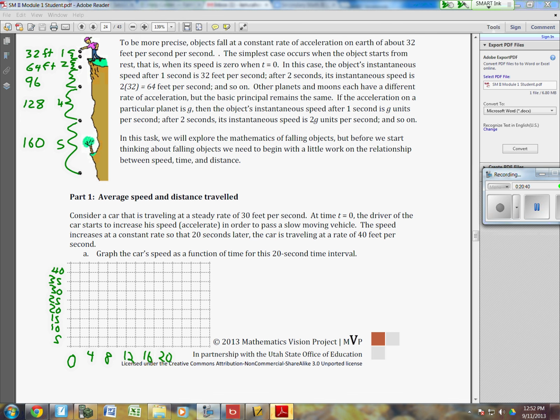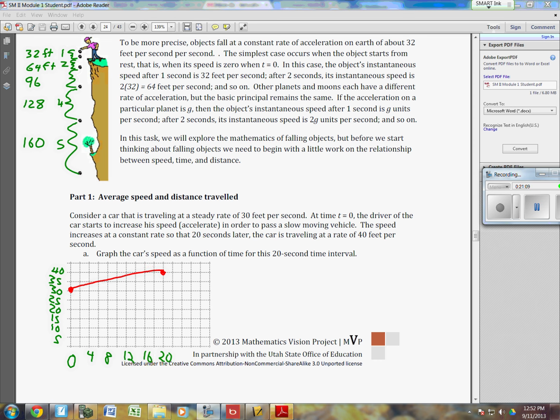Okay, so at time equals 0, how fast is he traveling? 30. So we put a mark here. At time equals 20, how fast was he traveling? 40, which is right here, right? And if we drew a straight line between those 2 points, okay, it asks us to graph the car speed as a function of time for this 20-second interval, right?